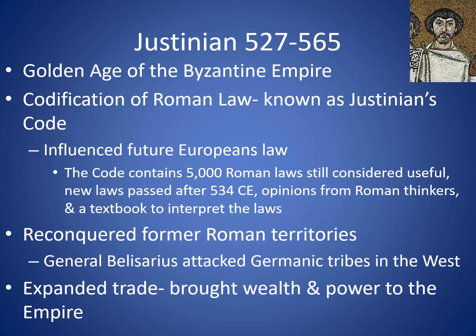Anytime we codify or make something a code, it means we're writing it down. And since we wrote those laws down, they're going to influence future European laws. This Justinian's Code contained 5,000 Roman laws still considered useful. But then new laws passed after 534 CE.